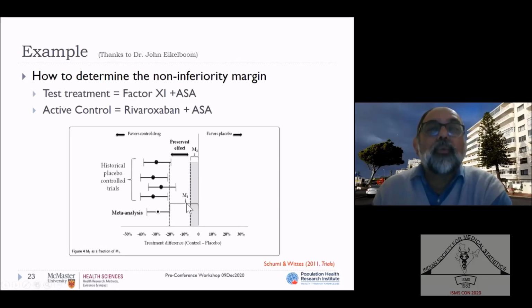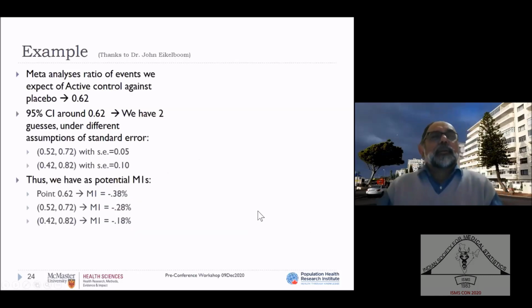And then that was M1. And then they wanted to preserve a certain amount of it. And it was determined that that's the amount that they wanted to preserve. And this is then the M2 that they got. So how did we get to that? Well, that was the result.